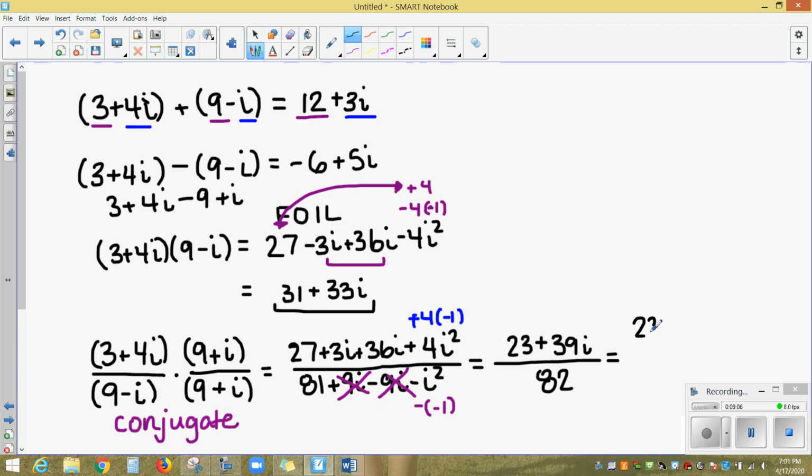Now the last step is a cosmetic step, but it's still a required step if you want full credit on your homework, quiz or test. We need to split the fraction into 2 pieces, and then if possible, we're going to reduce to lowest terms each of the fractions individually. 23 and 82 don't have any factors in common, so they don't reduce any farther. So this is where I stop with this.